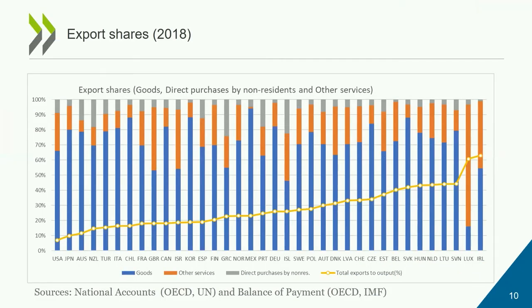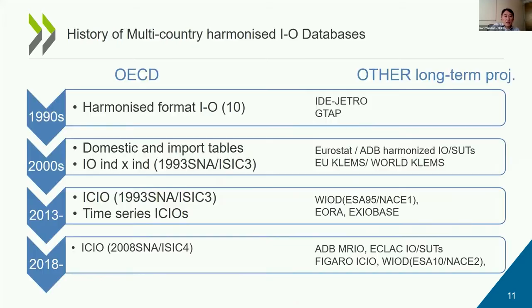From the national accounts, just to remind you that the structure of exports is very different across countries. I just put the OECD countries here. Some countries such as the UK, the United States and Luxembourg have a large export of services. Some countries have exports of direct purchases, which is mainly tourism, such as Greece and Portugal. So it's important to include all of these types of exports. What we have to do is simply present all these components carefully in the ICIO system, and that's actually one of our features in the OECD ICIO database.